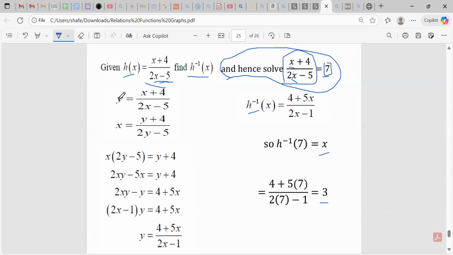Then you swap around x and y, right? Where you see x, you put y. Where you see y, you put x. So we have this now. Right? That shouldn't be difficult for you. Your next step now is to make y the subject. Trouble with it is that there's a y here and there's a y here.